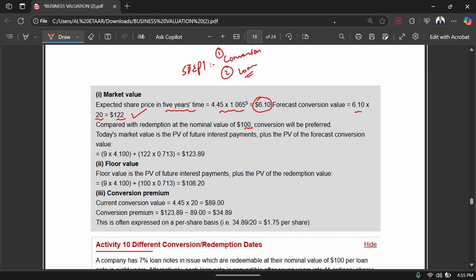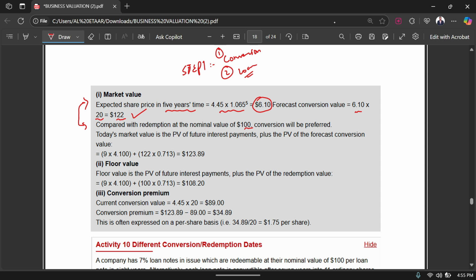So that is one thing that we looked at first. This is step number one. Remember that in step number one, you always look at these two options, which one is more beneficial for the investor. Whichever is more beneficial, that is the one that any rational investor will go for. So that means now we will have 122 at the end of 5 years.